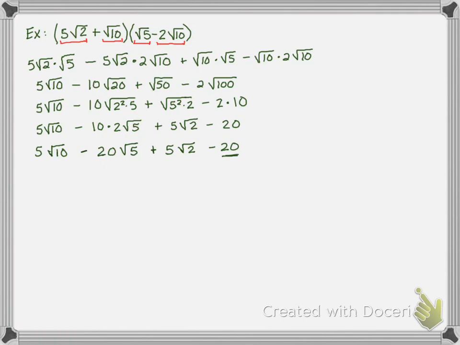This 20 doesn't have a radical factor, and so I can't combine it with anything that does have a radical factor. So just like if I had 20 plus 5x, I wouldn't be able to combine those. So that's going to be your final answer.